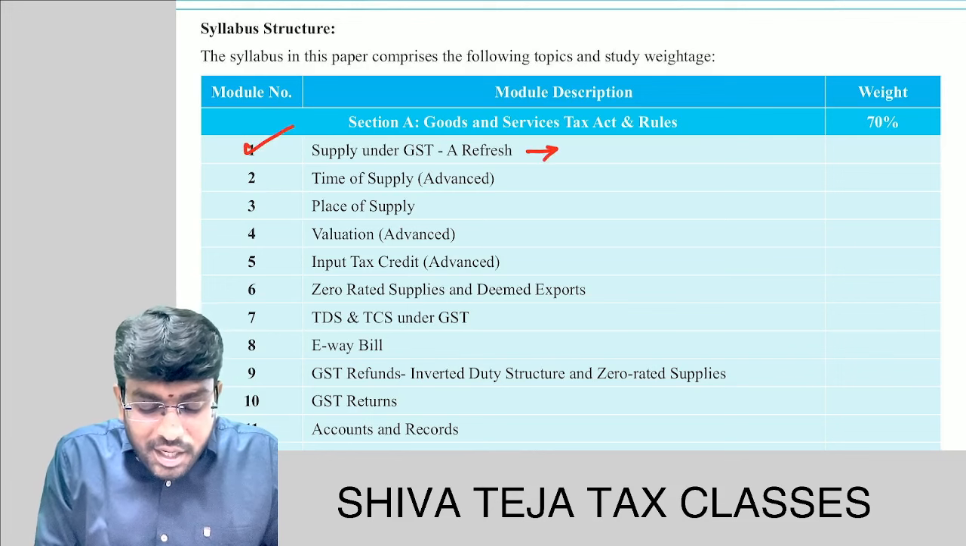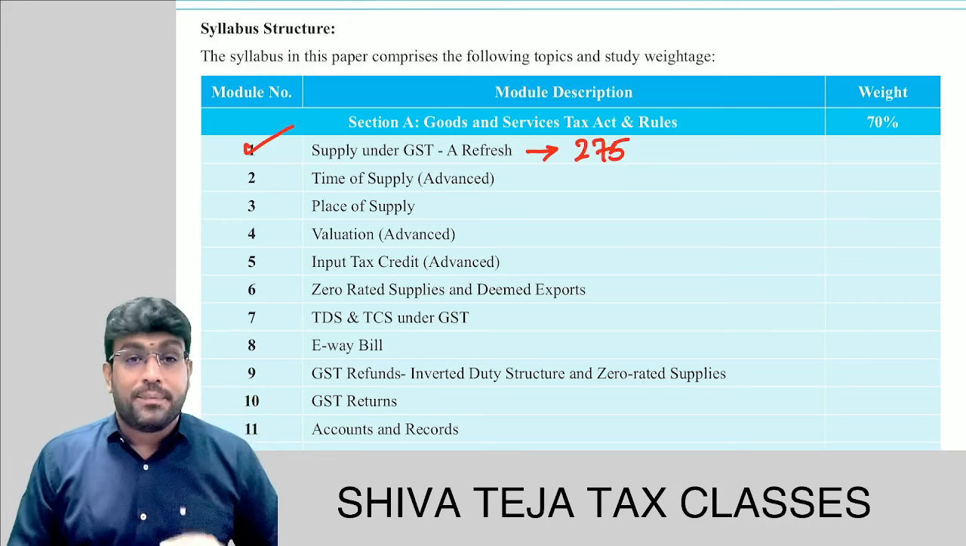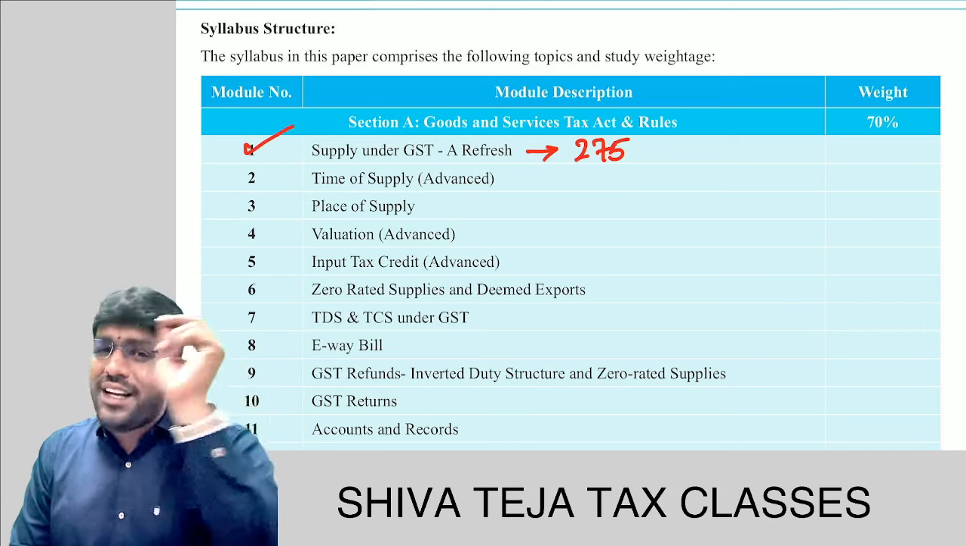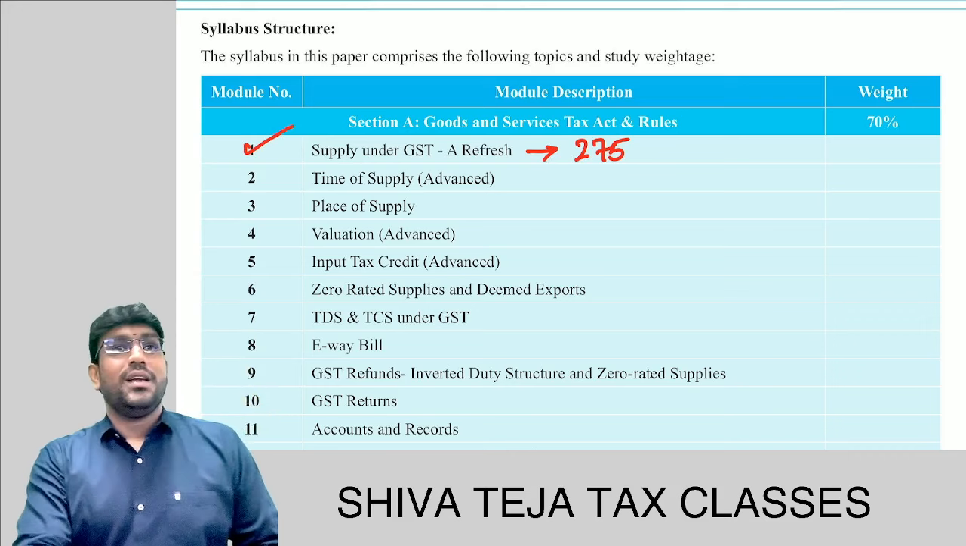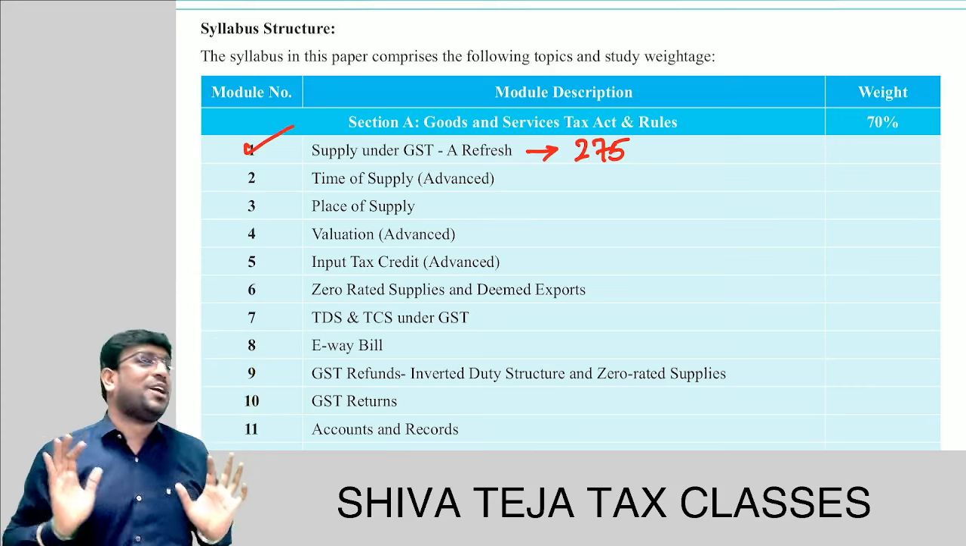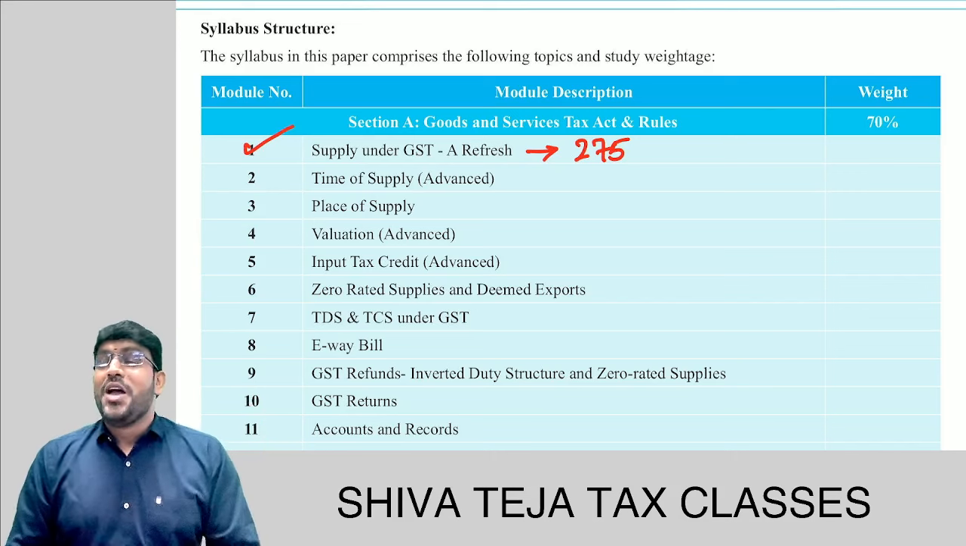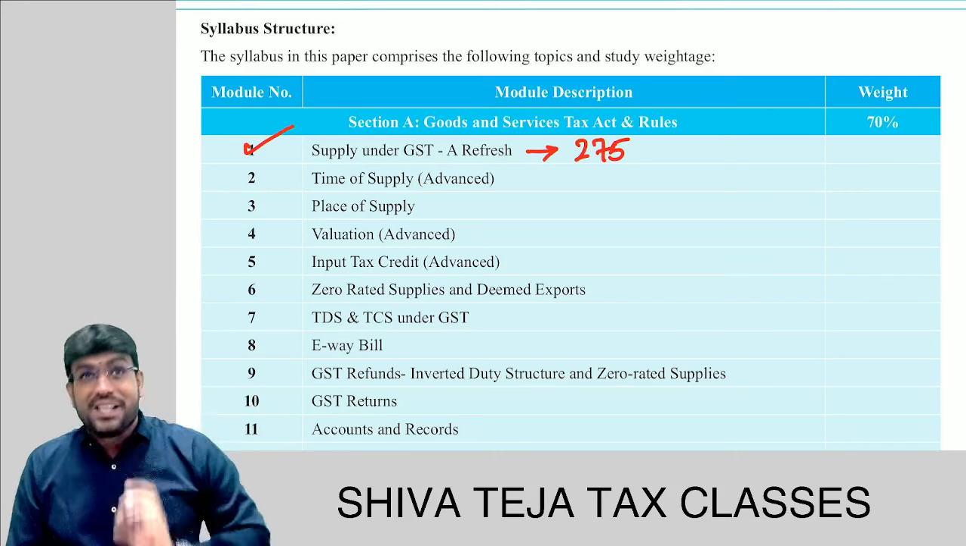In your material, they gave close to 275 pages for this particular topic of supply. Now you understand, what's the title name given? Our brain says only supply is covered in this particular topic. But let me tell you, only supply is not covered there. Supply is covered. The concept of composite supply and mixed supply is covered.